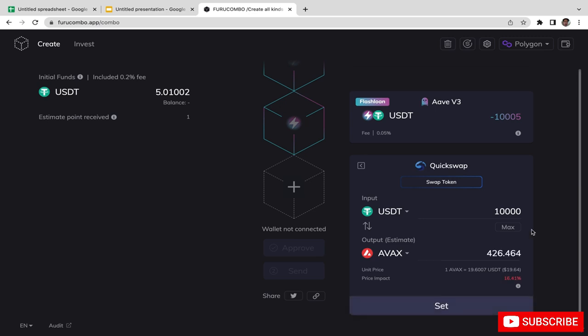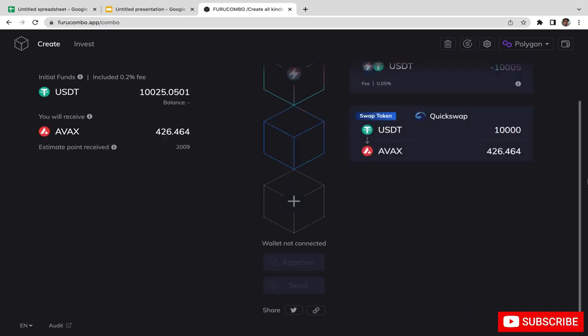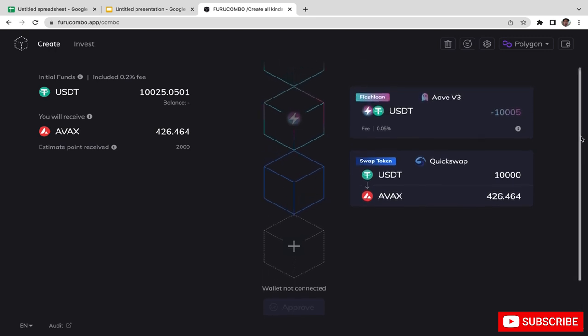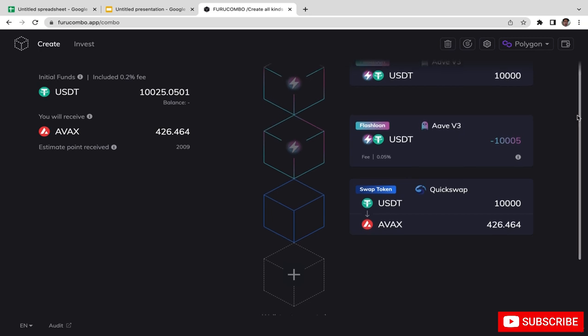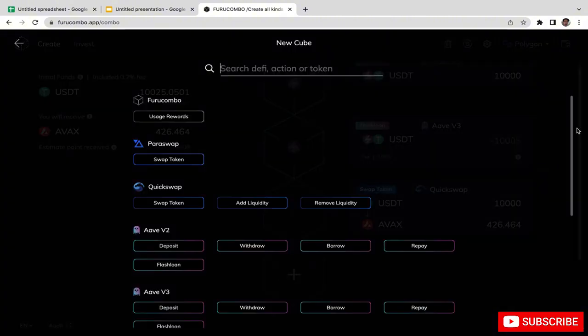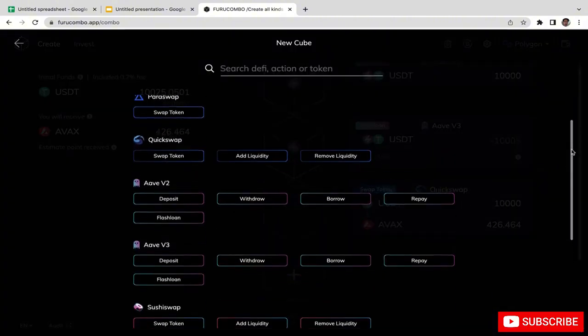Okay, so the system has been calculating. After swapping our Tether to Avalanche, we're going to get 426.464. Set it. Now our asset is no longer in Tether, our asset is in Avalanche, right? So let's pick another decentralized exchange, because we want to swap Avalanche back to Tether, right? Because we need to return our assets to Aave in Tether.